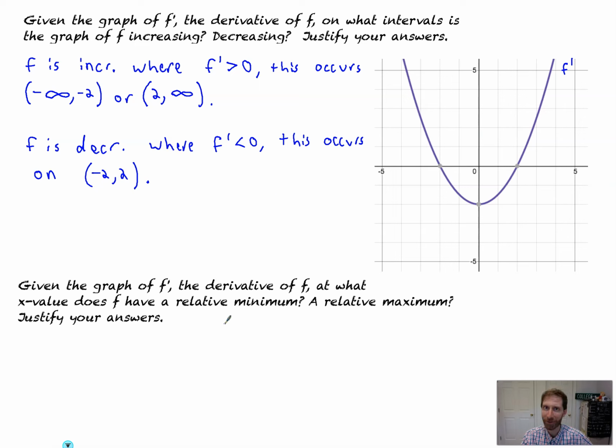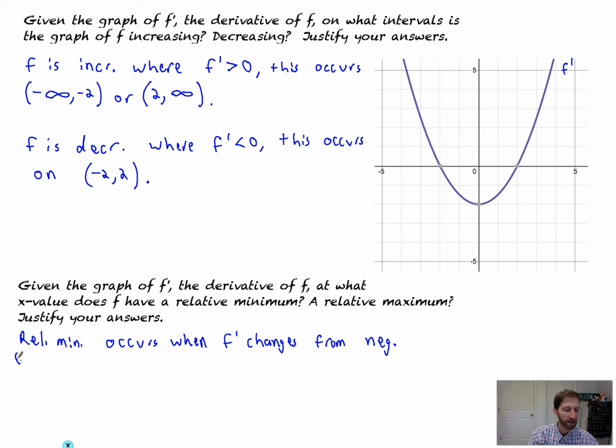Sweet. Another one. Given the graph of F prime, the derivative of F, that's this, at what x value does F have a relative maximum and a relative minimum? Justify your answers. Okay. I'm going to justify it first. Again, ignore the graph. Where does a relative minimum happen? Well, a relative minimum, we'll start with that, occurs when F prime changes from negative, and I'm going to abbreviate, don't do that on an exam, to positive.